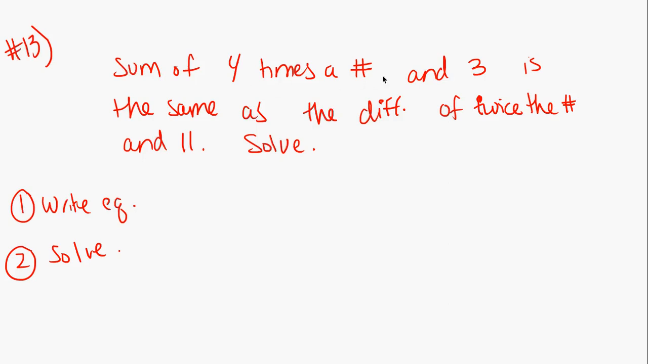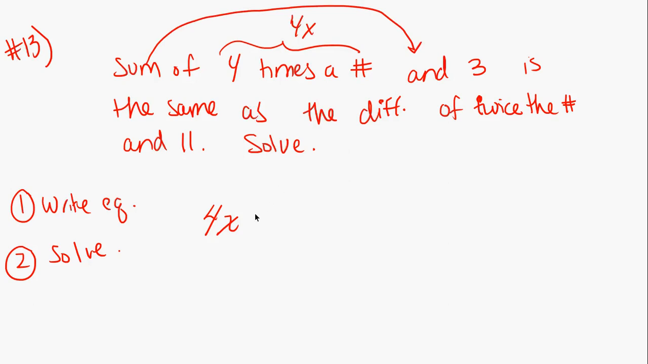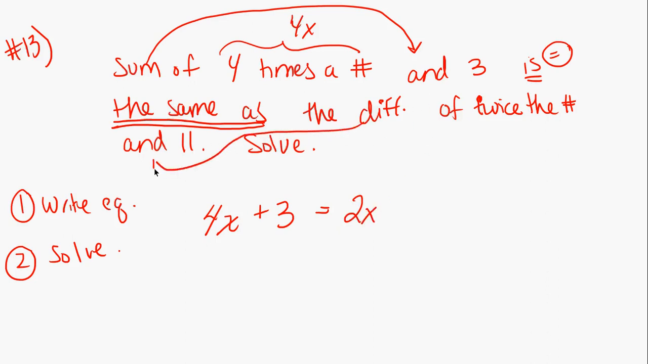So first it says sum of 4 times a number. So that's going to be 4x. 4 times a number gives us 4x. And then it says we have the sum and 3. So it's going to be plus 3. When it says this is the same as, that just means equals. So 4x plus 3 equals, now it says the difference of twice the number, which is 2x, and so that's where our difference goes, minus 11.